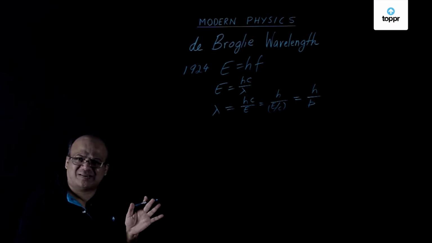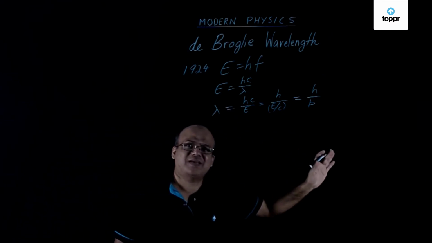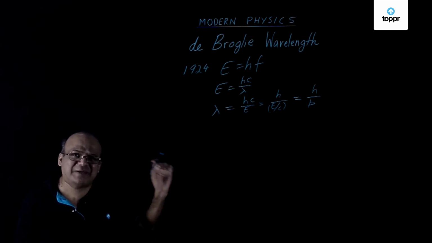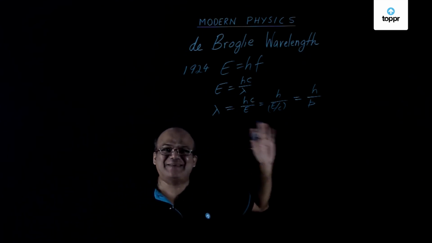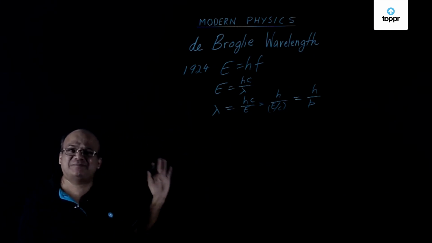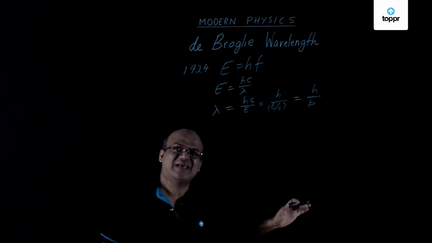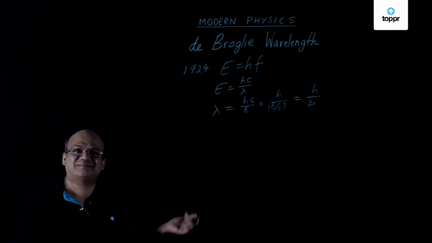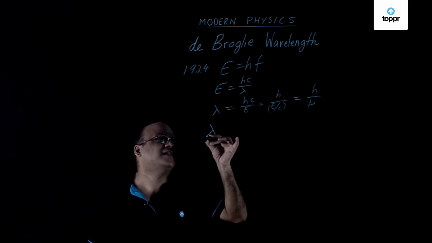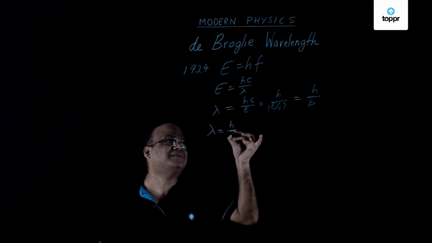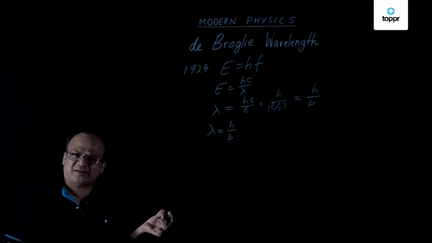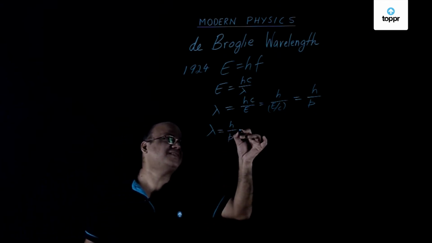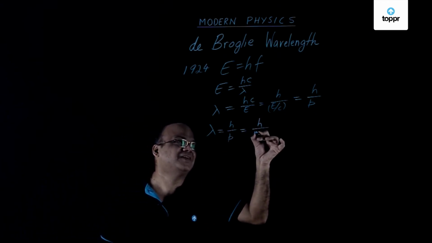De Broglie said that if lambda is h by p for a photon, lambda must also be h by p for particles like electrons. So for a material particle, lambda becomes h by p again. But for a material particle like an electron, what is p? Momentum. Momentum is mass into velocity. All of you know that.